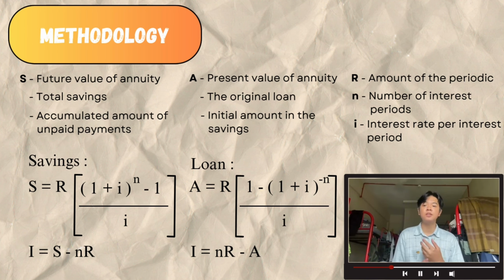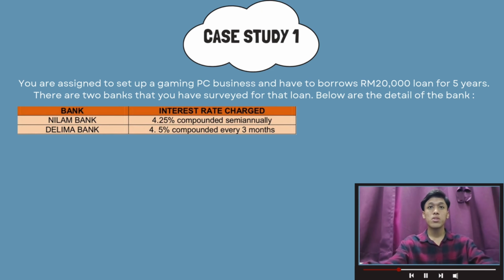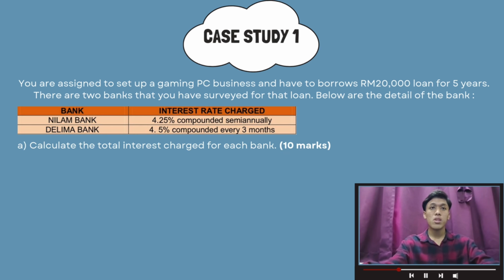Okay, let's go to the case that we solved. Case study 1. You are assigned to set up a gaming PC business and have to borrow an RM20,000 loan for 5 years. There are 2 banks that you have surveyed for that loan. Below are the details of the banks. Nilam Bank's interest rate charge is 4.25% compounded semi-annually. Delima Bank's is 4.5% compounded every 3 months. The question is, calculate the total interest charge for each bank.